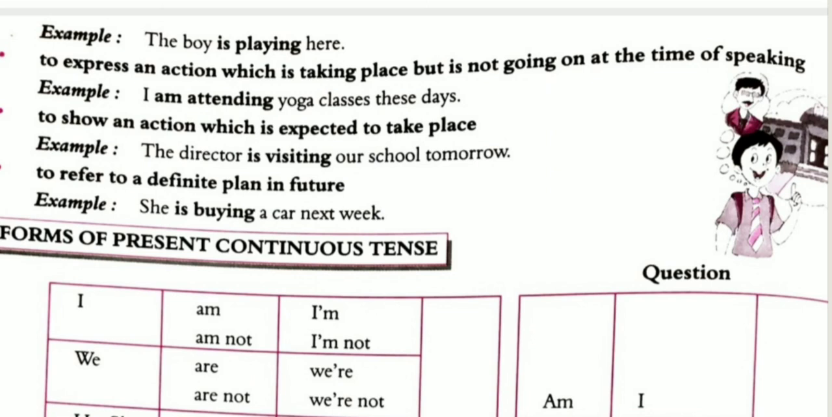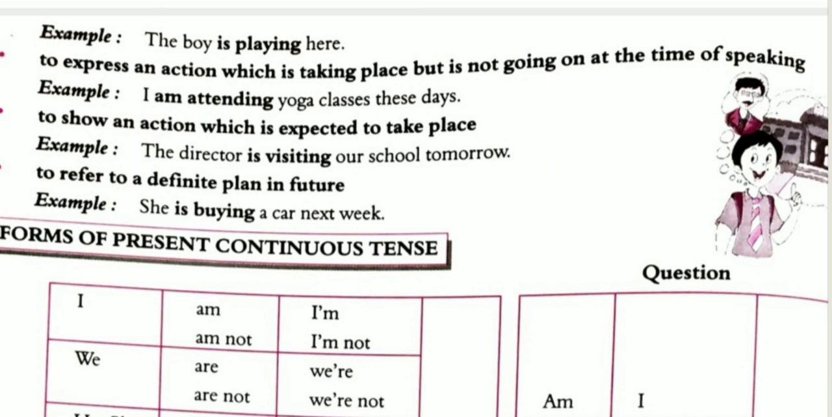For present continuous tense, we have to write to show an action which is expected to take place. The director is visiting our school tomorrow. To refer to a definite plan in future. She is buying a car next week. Already planned.